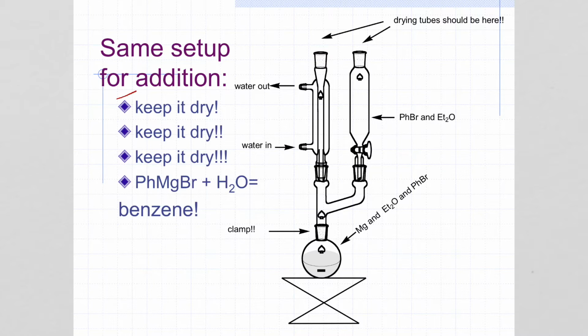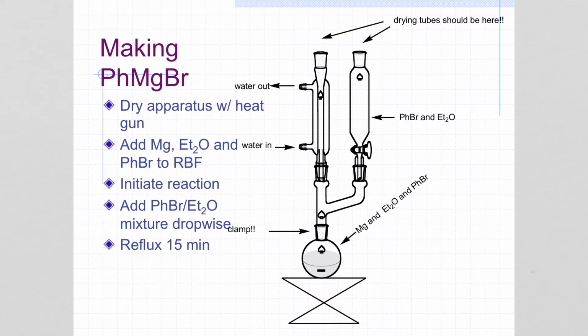Once again, it's very, very important to keep everything dry, and that's because, as I mentioned when we were talking about the calculations, when you mix together phenylmagnesium bromide and water, you get benzene. Benzene is not a good nucleophile. It's not going to do anything in the reaction.